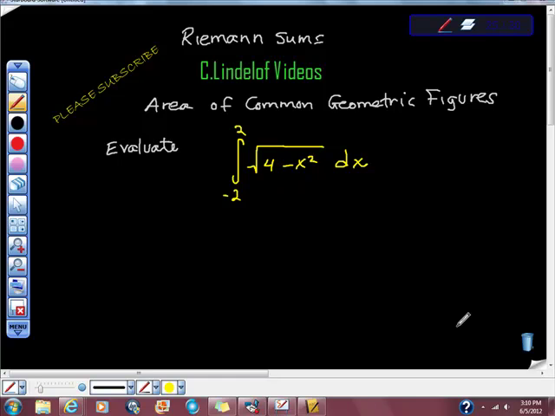Investigating Riemann sums and just reminding everybody that there are going to be these easy questions and we have to recognize them when we see them. So here is one right here.